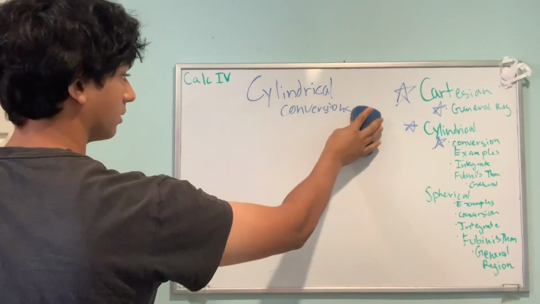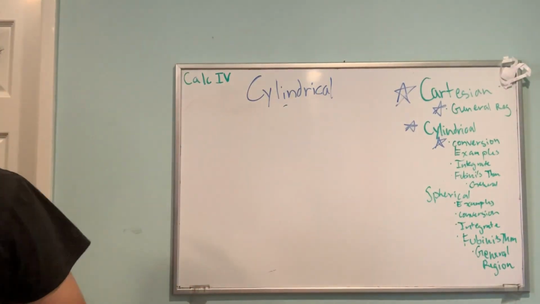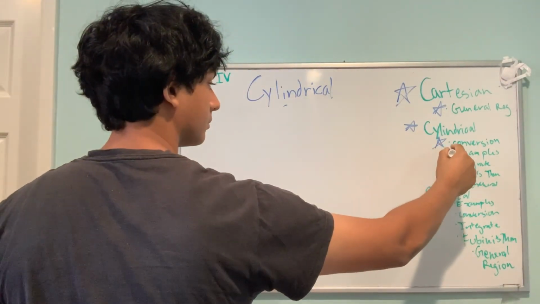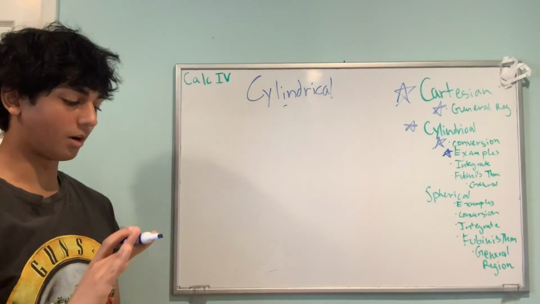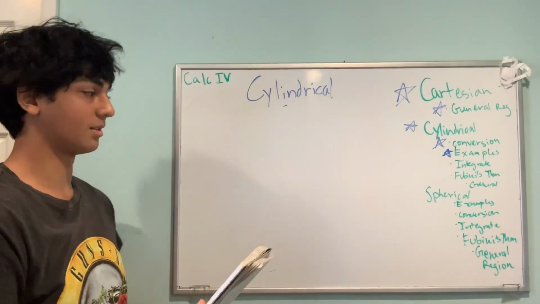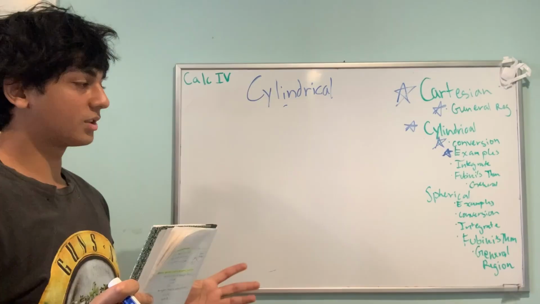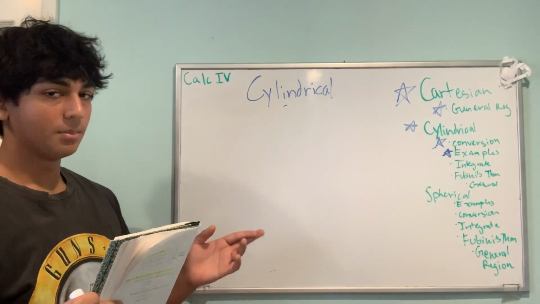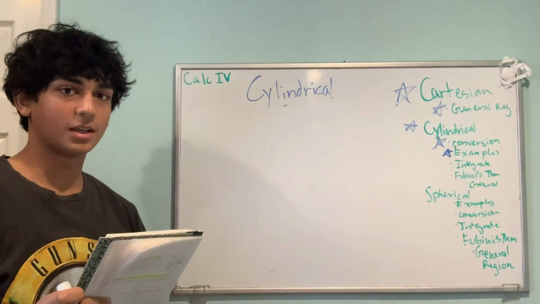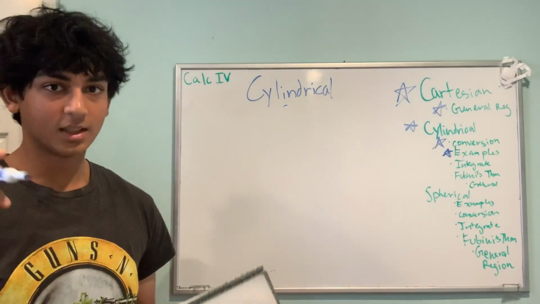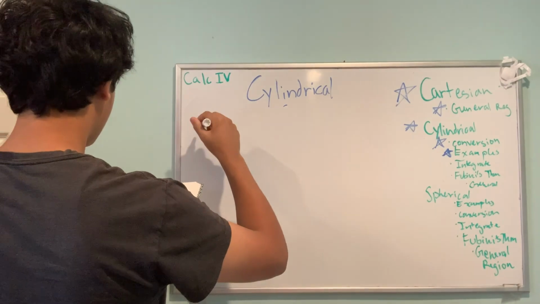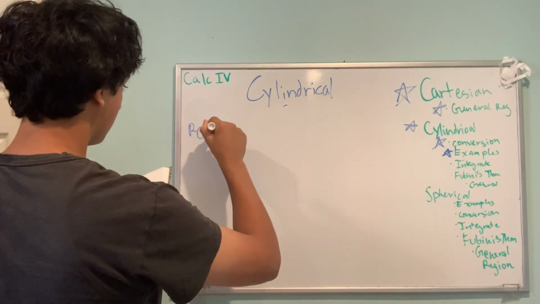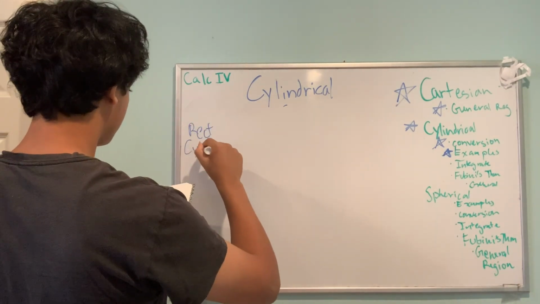That's it for conversions and examples. Now, let's learn how to integrate in the cylindrical coordinate system. But first, let me give you some basic shapes to remember so that you don't get confused when you're drawing it to help you integrate. So, some basic shapes to remember. I'll give you the rectangular coordinates too.